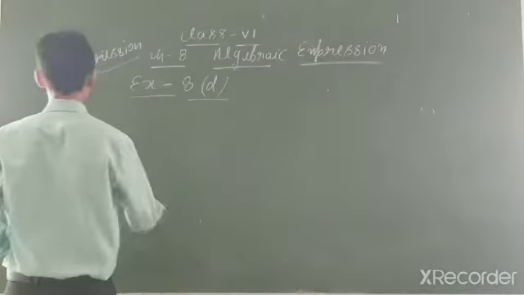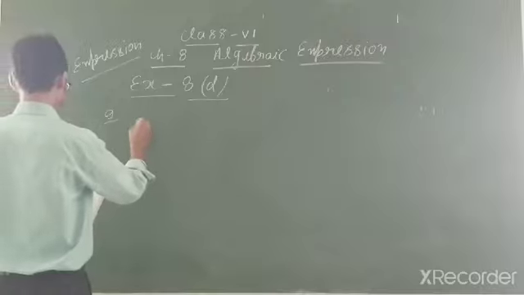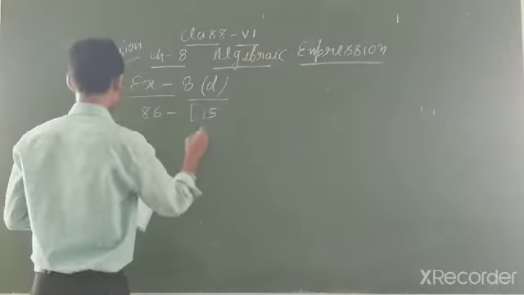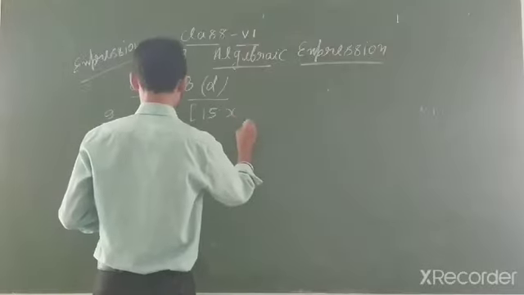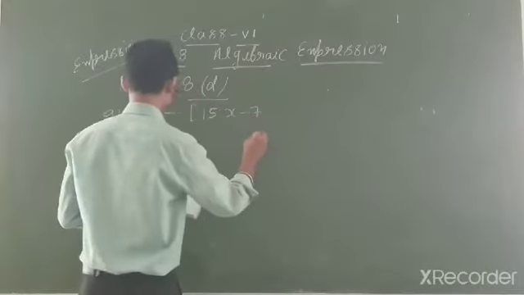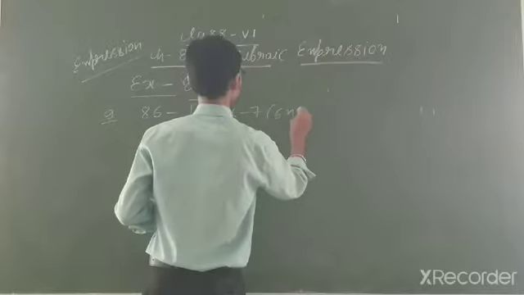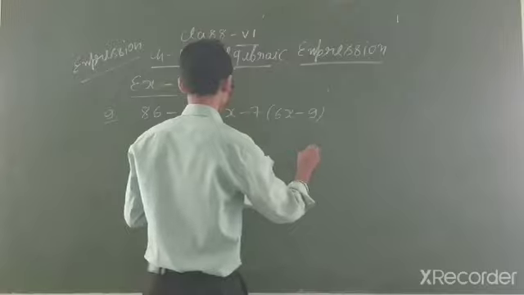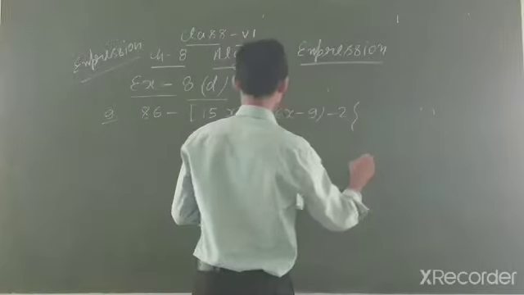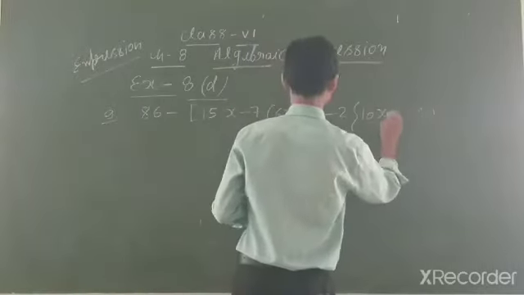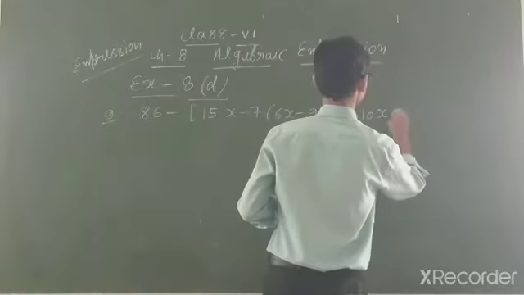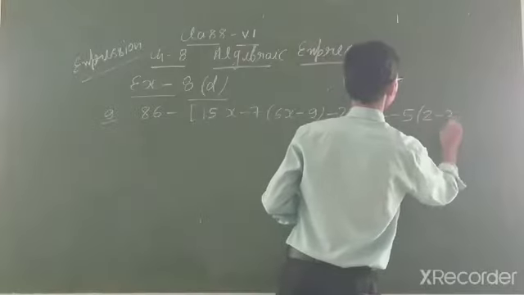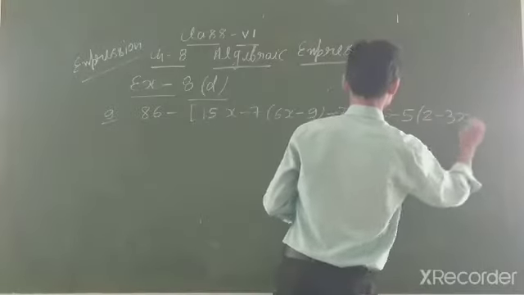Question number 9, I am taking. Question number 9. What is given? 86 minus bracket 15x minus 7, 6x minus 9, minus 2, 10x minus 5, 2 minus 3x. Clear, student?